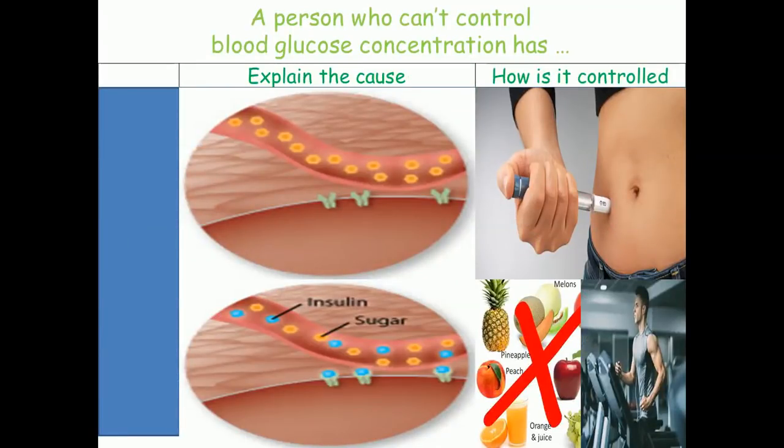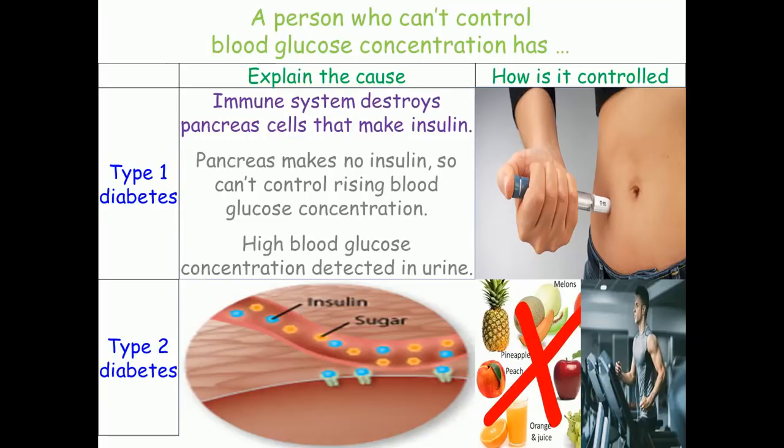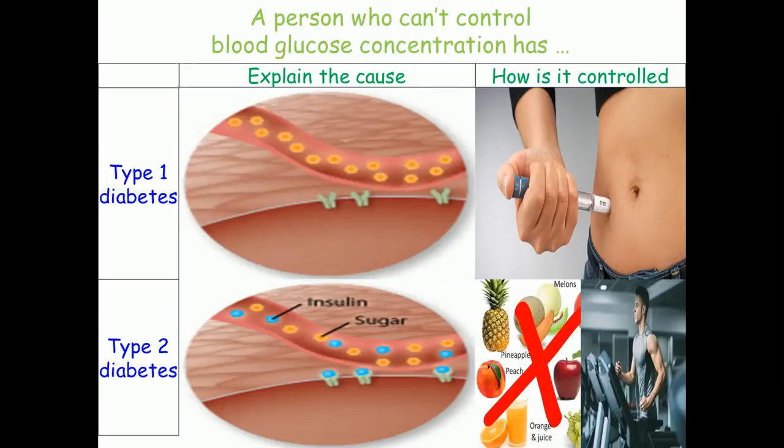A person who can't control blood glucose concentration has diabetes, and there are two different types of diabetes. Type 1 diabetes is when the immune system destroys the pancreas cells that make insulin. And because these pancreas cells are destroyed, that means the pancreas doesn't make any insulin, and therefore you can't control the rising blood glucose concentration. And then a high blood glucose concentration can be detected in the urine, and that is a sign that someone has got diabetes. So you can see from the picture, there is glucose in the blood, but there's no insulin.